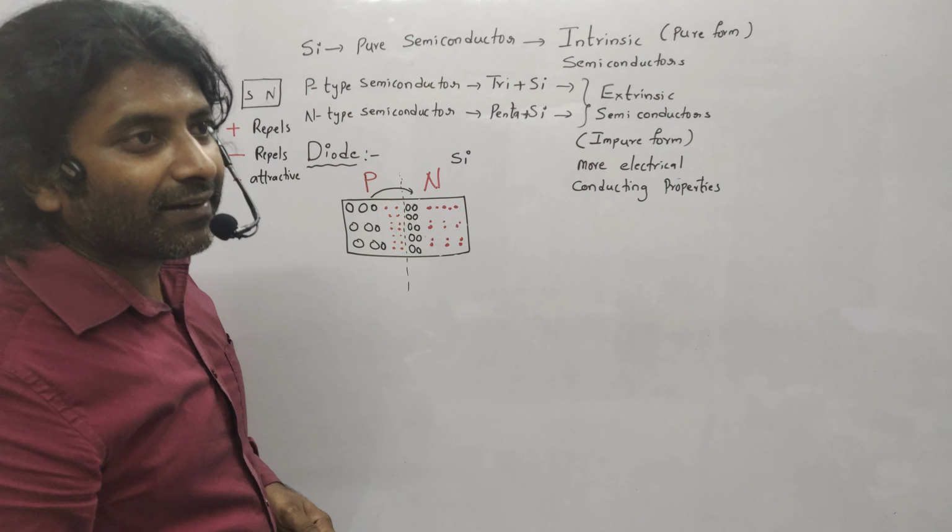Now I am drawing another two imaginary lines like this. So here, which nature is formed beyond this one? Positive nature is formed, because of the holes, and here negative nature is formed.